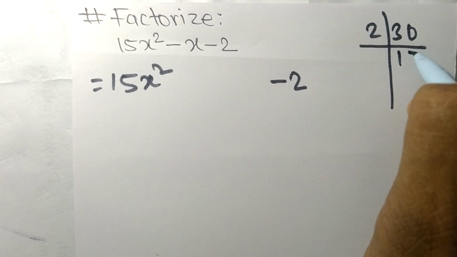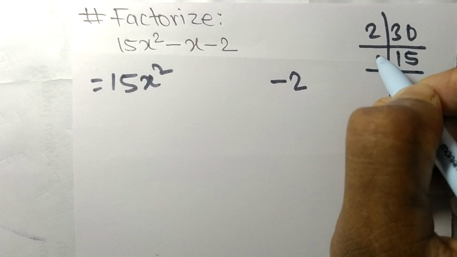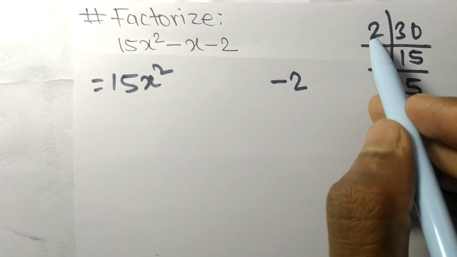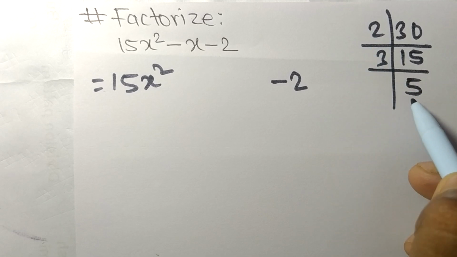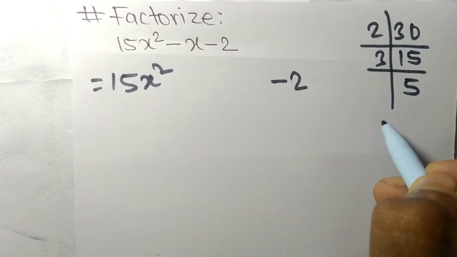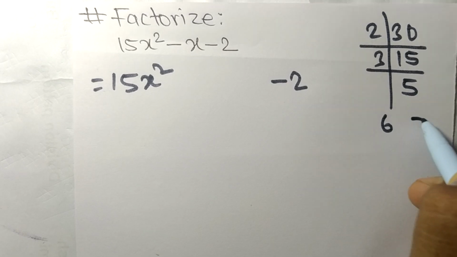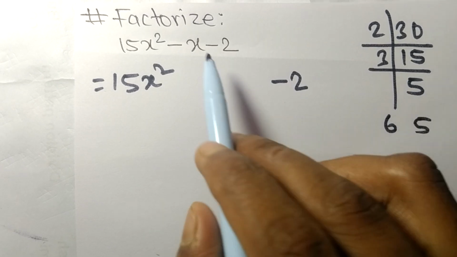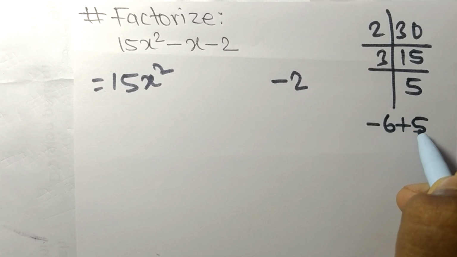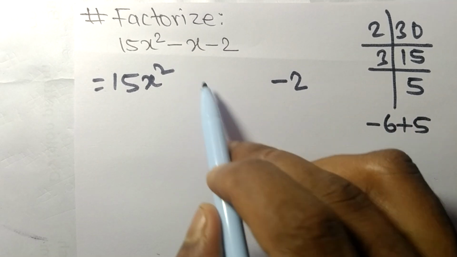So 2 times 15 means 30. 3 times 5 means 15. So by now multiplying within these numbers, we take here minus 1. So 2 times 3 means 6, and this 5. So we need minus 1. So minus 6 plus 5 means it is minus 1.